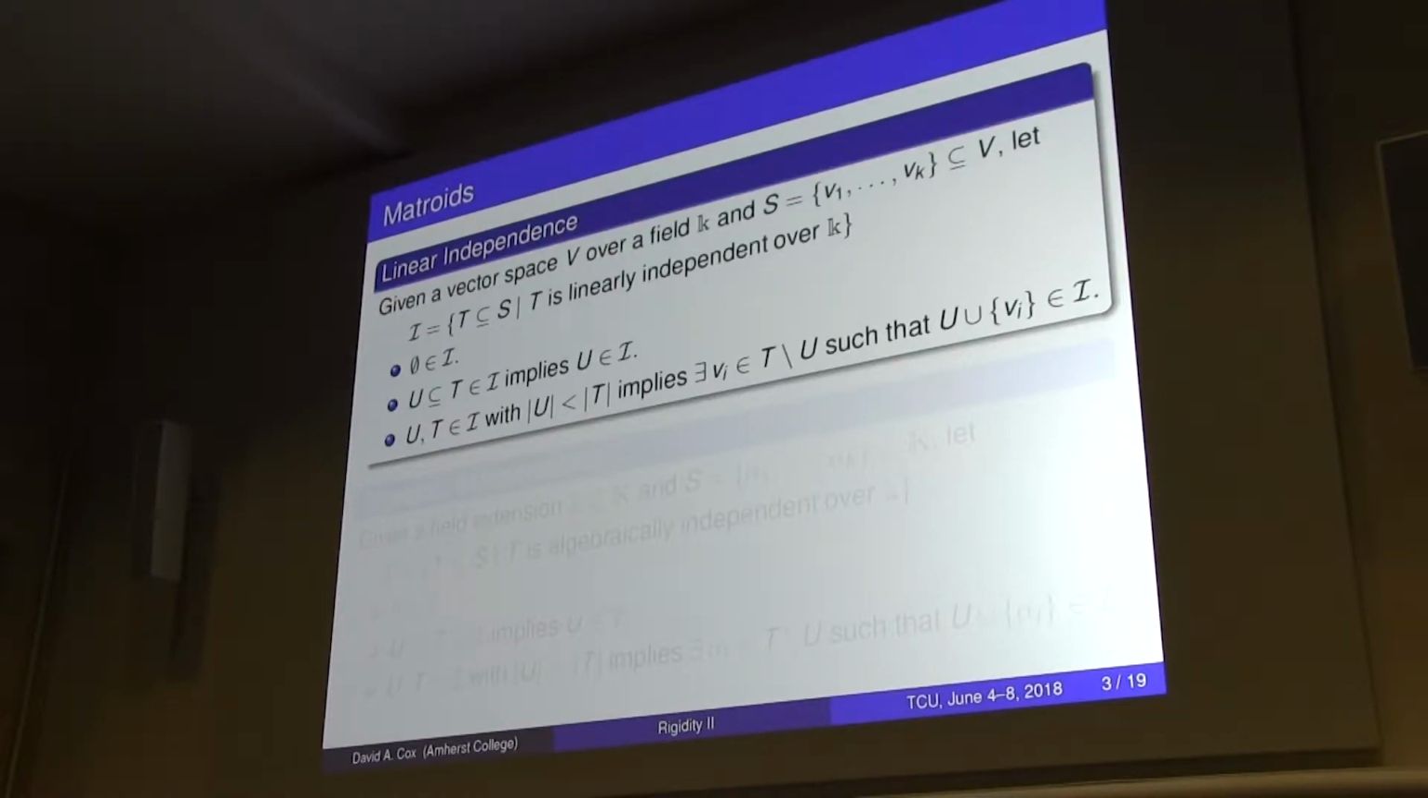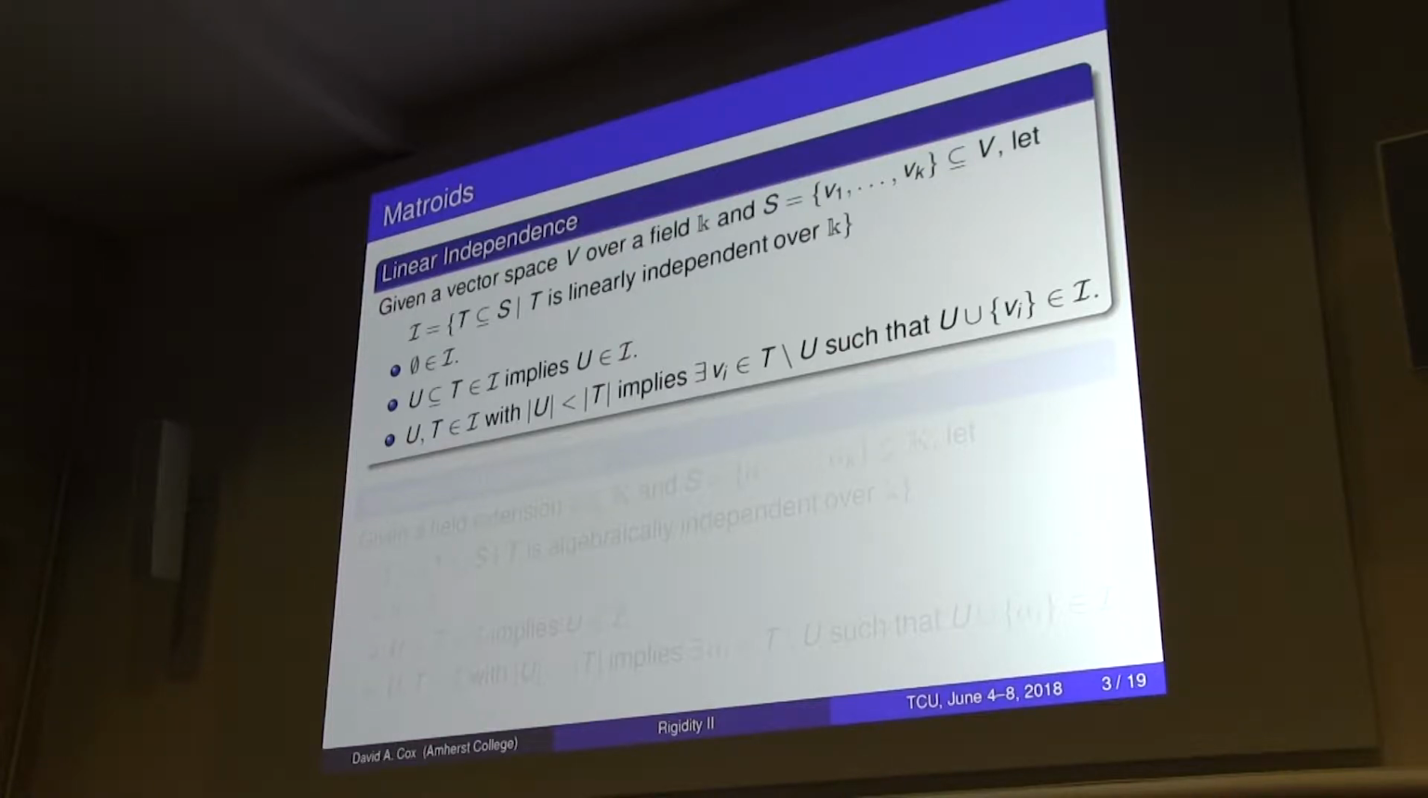So let me just think about two situations that you've encountered a lot. If you teach linear algebra, you take a vector space over a field K, you take a bunch of vectors in the vector space. Well, the vectors themselves might not be linearly independent, but there might be some linearly independent subsets. And so just look at all of the subsets of S that consist of linearly independent vectors. And so, well, the empty set is going to be a linearly independent set. And of course, if a set is linearly independent, so is any subset.